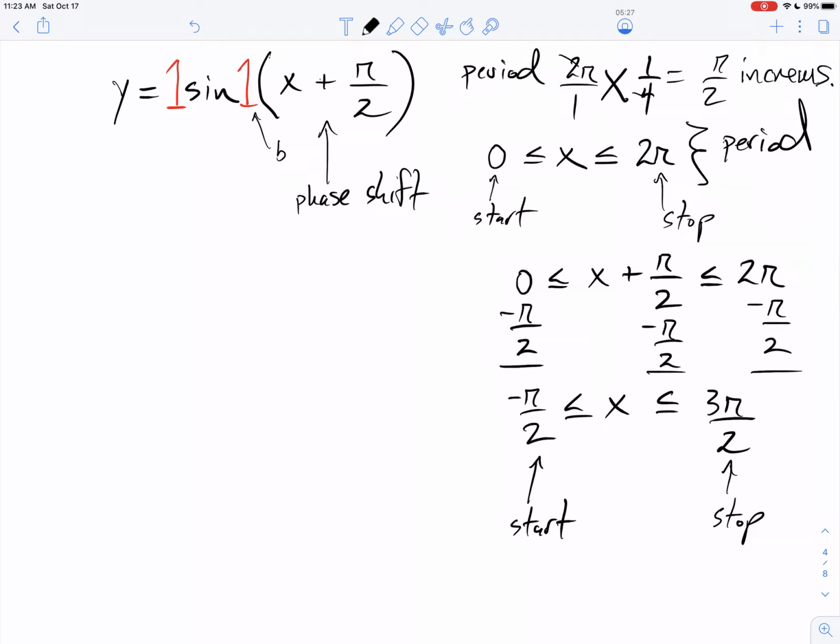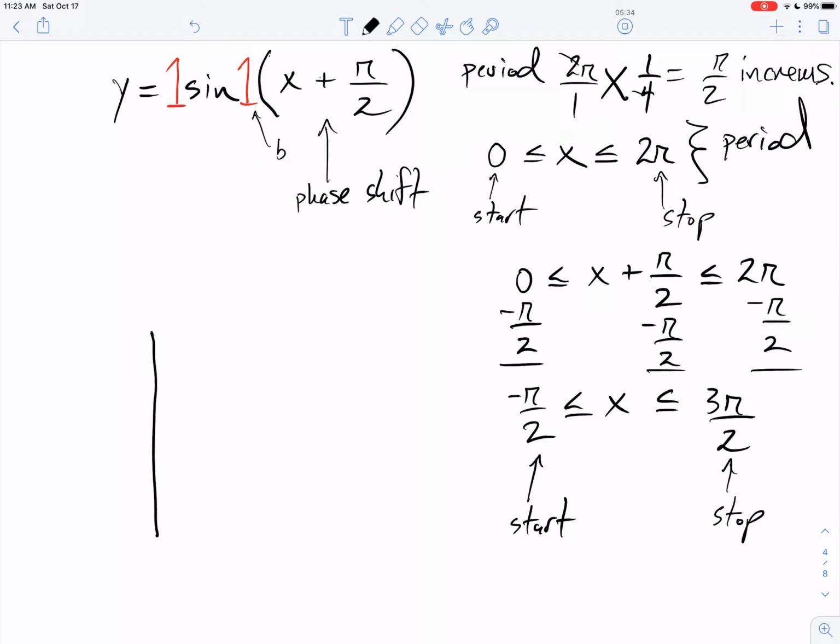Let's draw this graph. So normally when I graph stuff, I have my y and my x. But you're going to notice I drew my coordinate system a little bit different because I want to accommodate what I see. I see that my increments are pi over 2. So every dash is a pi over 2. But I start at negative pi halves. That's where my graph is going to start now. That's my start.